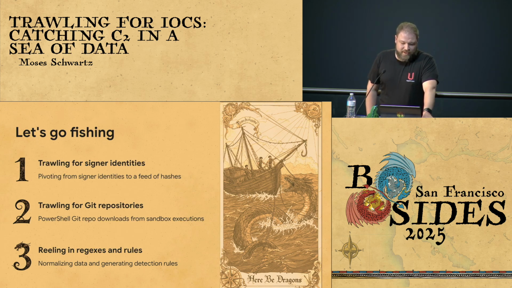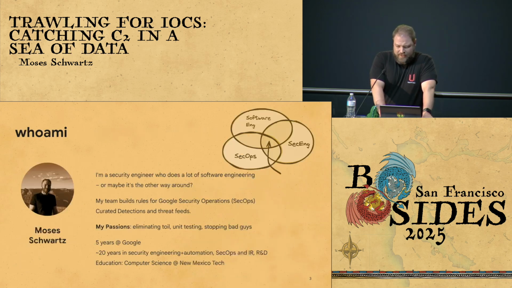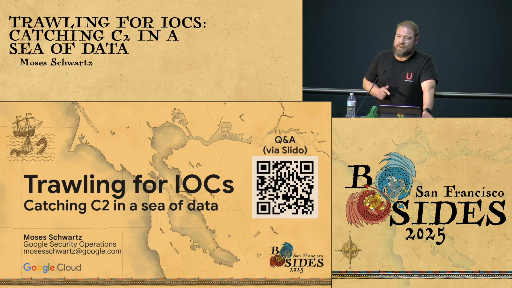So this talk is split into 3 parts. First is trawling for signer identities. Here I'm going to go through how we can take signer identities from binaries and build a feed of hashes from it. Then I'm going to go into using data from VirusTotal sandbox executions to find interesting GitHub repos that get downloaded by a variety of tools. And then the third is going to be talking about generating rules, generating regular expressions, some of the gotchas and the dragons there. I forgot to say this on the first slide, but I think I'm going to have time for questions at the end, and I really like questions. I'll also show this again later. Please put questions into the Slido.